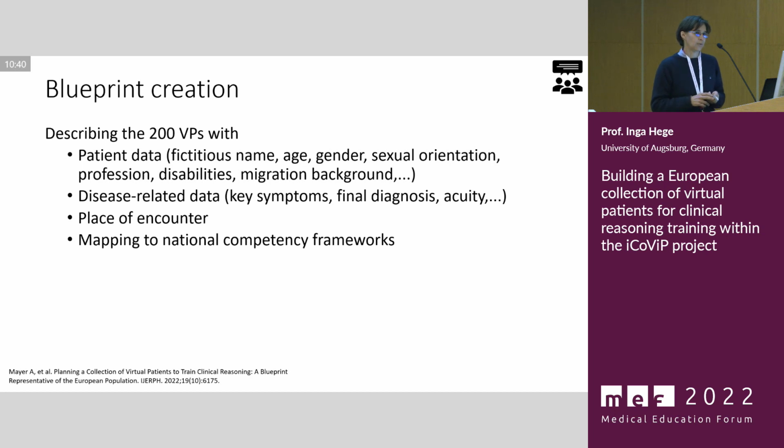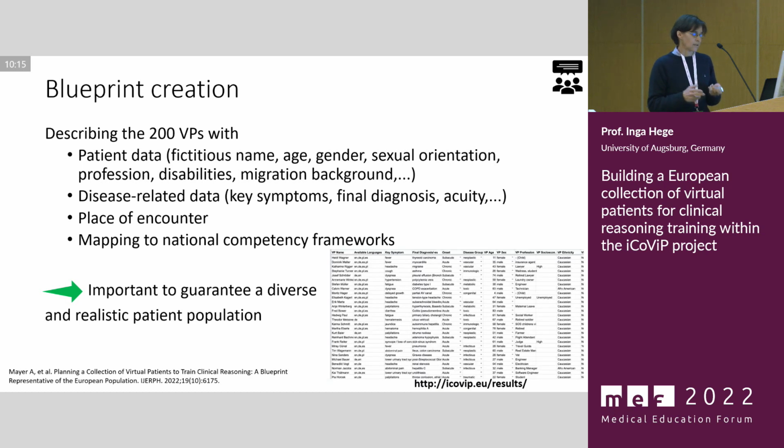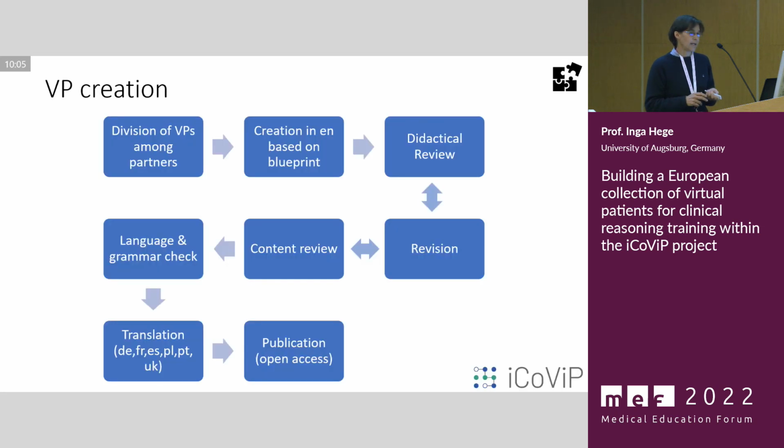We also decided about the place of encounter, and in addition to that, we mapped it to our national competency frameworks to make it later on also more accessible for students. All this was an important step to guarantee that our collection is really diverse and that it's also a realistic patient population, that it has enough diversity to be realistic. What we ended up with is a huge Excel spreadsheet where all these virtual patients are described with those attributes. And then began the actual creation of virtual patients.